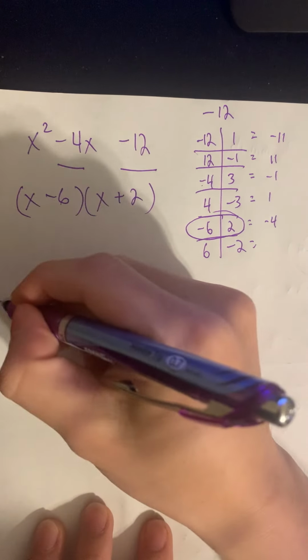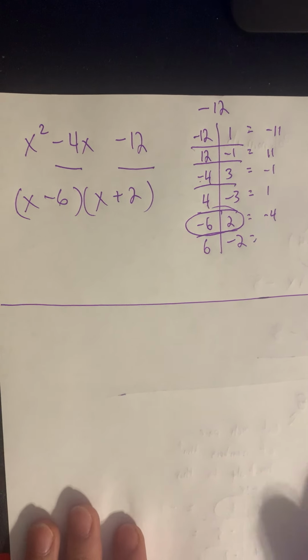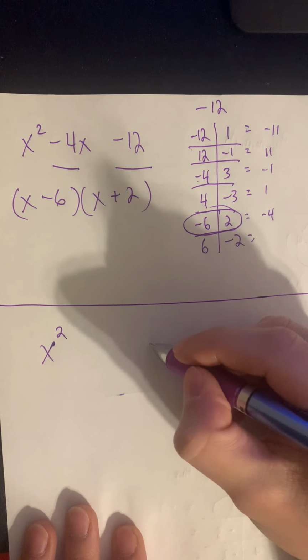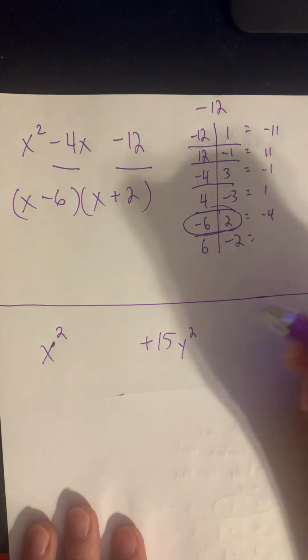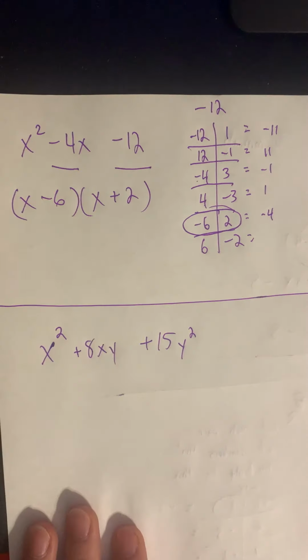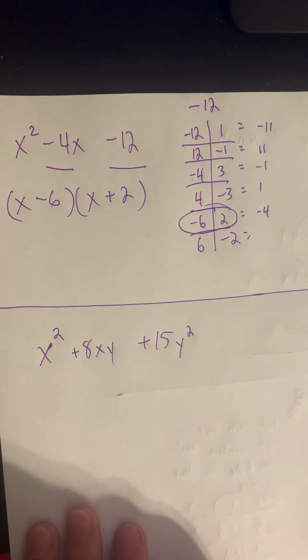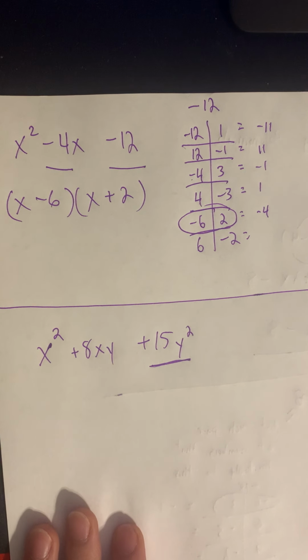All right, so next example, let's say we have multiple variables in our equation. So let's say we have x squared plus 8xy plus 15y squared. So let's say that is our equation here. We have x's and y's, but don't be afraid because it's just one extra step that you have to do. So again, let's list the factors of 15y squared.